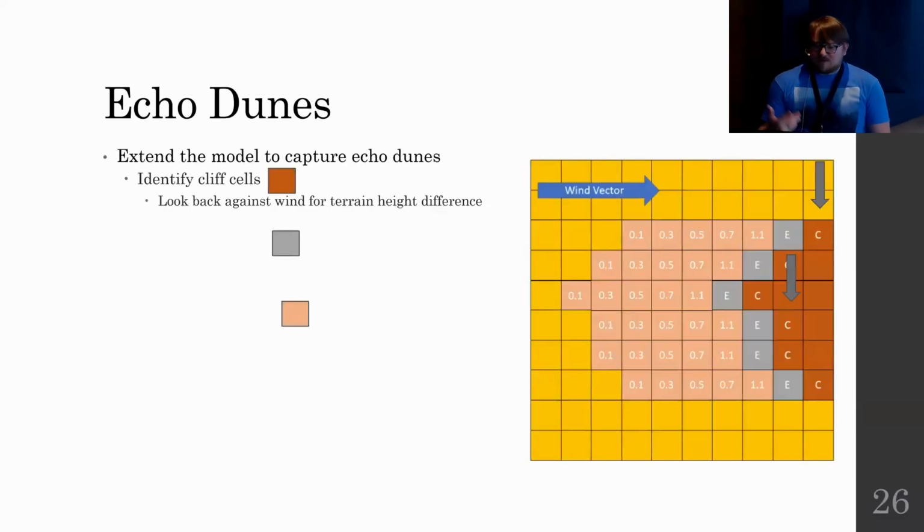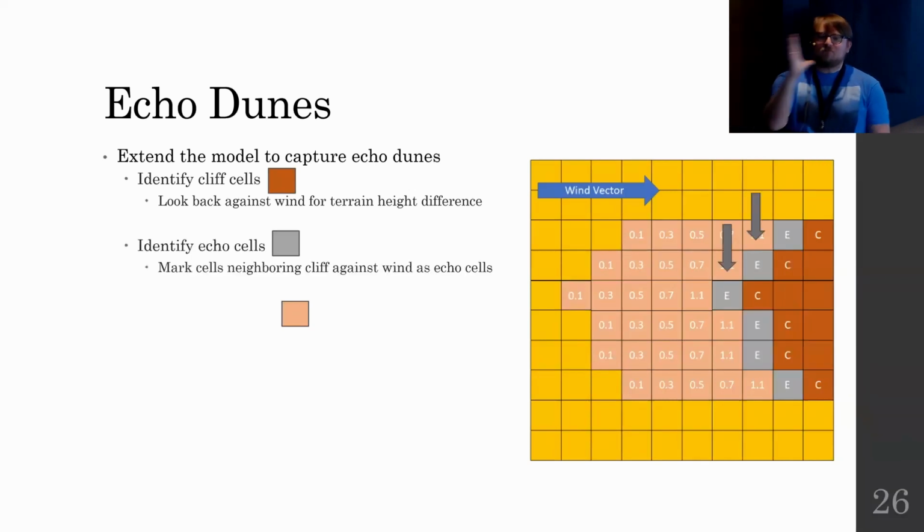So what we do is we first identify cliff cells. You can see here on the right, we look at all of the cells at once, per cell. We look for those that have a neighbor with the height differential over a certain threshold. We mark them as cliff cells. We then continue back upwind. This is all against the wind direction, identifying echo cells.